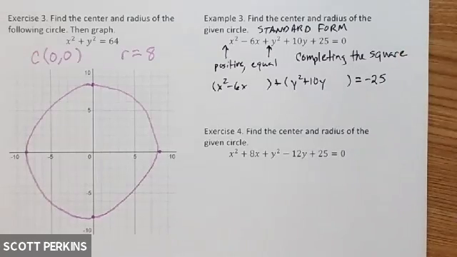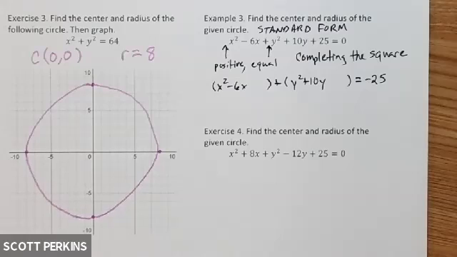I'm going to pause so you can digest that. If I did too much in one step, please let me know. I don't want to lose anybody on the first step of completing the square. Are we okay so far? I grouped the x's, I grouped the y's, and then I put the number on the other side. Okay, so this is the completing the square step.